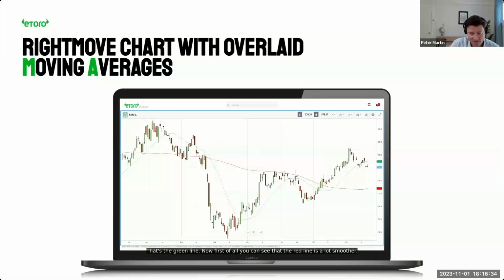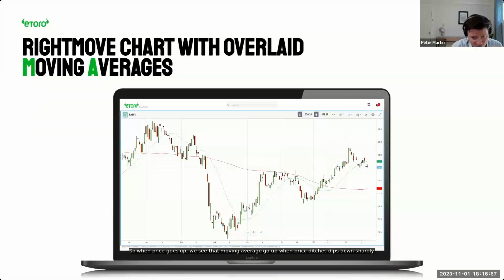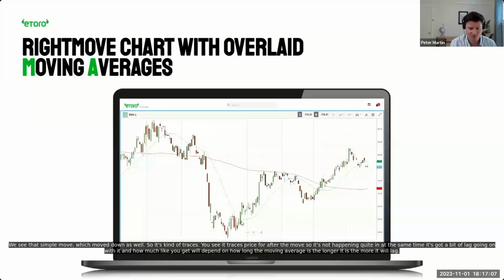That's the green line. Now, first of all, you can see that the red line is a lot smoother. It doesn't really fluctuate with price at all. It's giving us a much bigger picture of what's going on, and it's smoothing things out to a much greater degree. We can also note that the green line, the shorter moving average, tends to move more in line with price. So when price goes up, we see that moving average go up. When price dips down sharply, we see that simple moving average move down as well. So it kind of traces price.